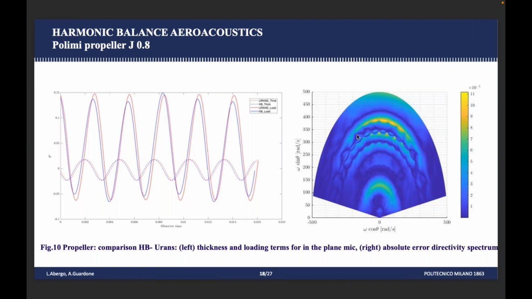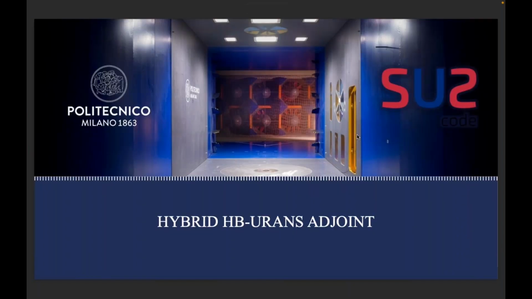And the second figure that you can see is the absolute error for the directivity spectrum. So if you go in one direction, you have the spectrum of one of the 70 microphones that I showed you before, and I'm reporting the absolute error, which is 10 to the minus 5. So really good match in the entire spectrum.